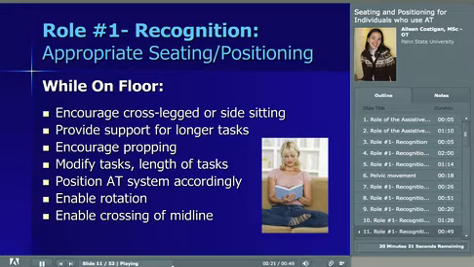Consider modifying the type and duration of tasks if you have an individual who has limited endurance for a functional seated position. Also be sure that the assistive technology device is positioned in a location that is most easily accessible given the individual's abilities, and in a location that captures their interest. And again, be sure that the position chosen allows for a rotation of the body and the crossing of midline so that functional activities are easily manageable.